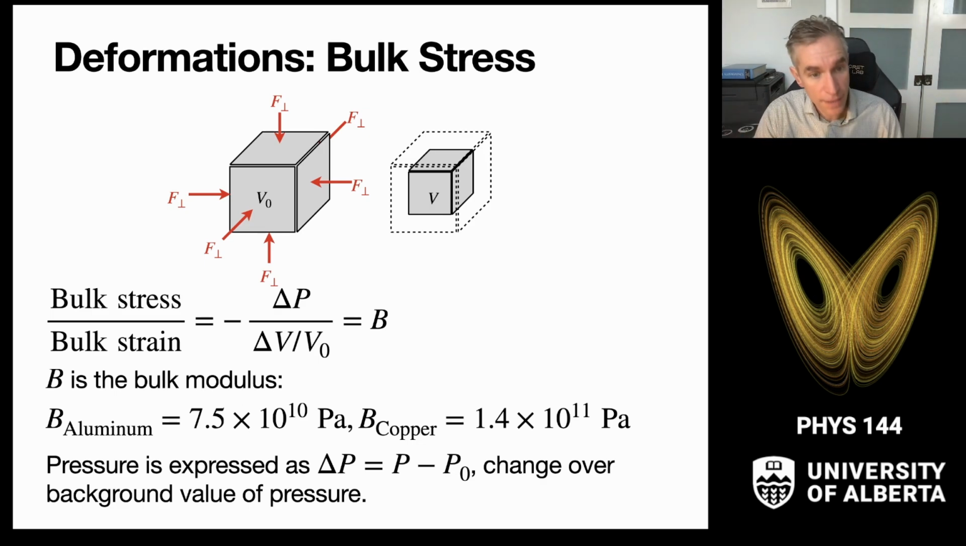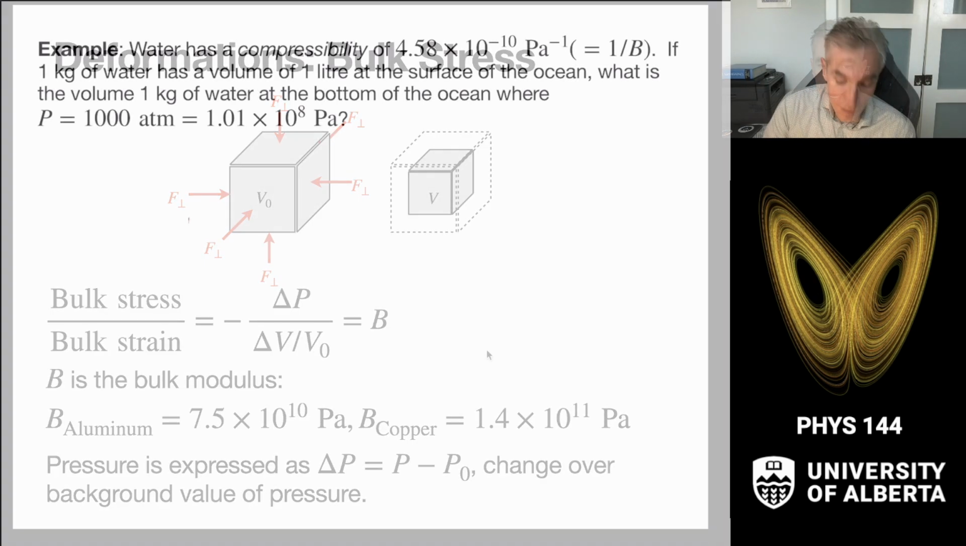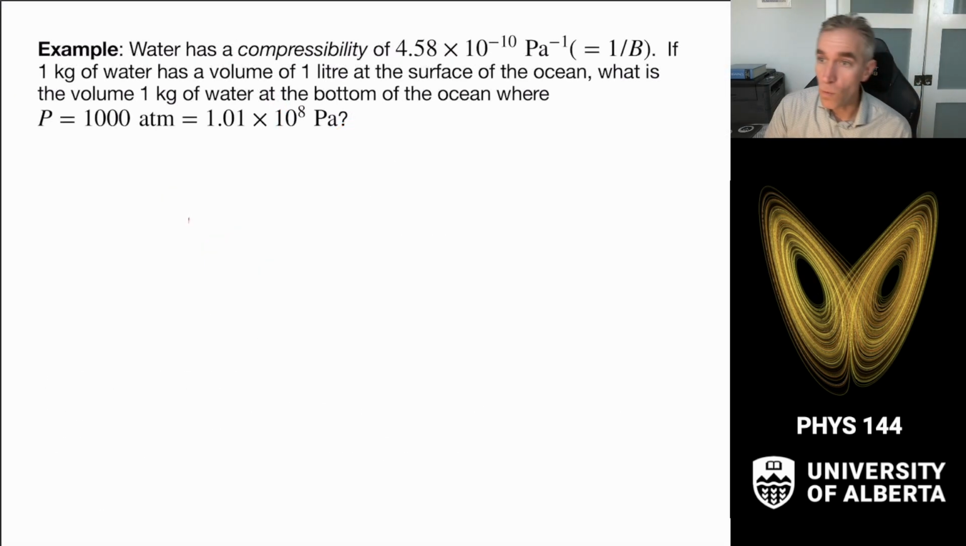Okay, so we can then say, all right, what's the change in volume given a pressure and some properties of the material. In this example, we'll consider the case of water, and we'll express this slightly differently. We say that water has a compressibility of 4.58 times 10 to the minus 10 inverse pascals. And compressibility is defined as 1 over the bulk modulus. So if I give you a compressibility, you know that that's just an inverse bulk modulus.